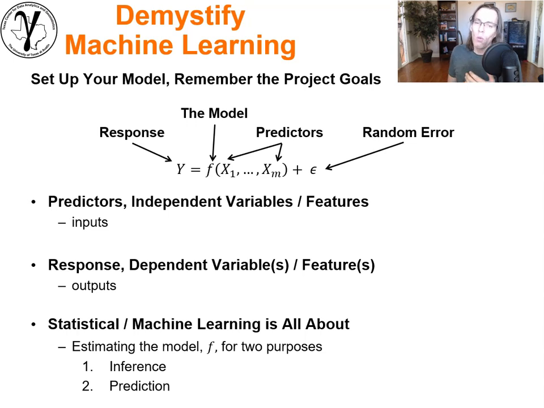Now, also, we need to demystify machine learning as a community. Remember, when we are doing machine learning, we're setting up a mathematical model. The model has predictors or independent variables or features, those are inputs. It has response or dependent variables, which are outputs. And everything we do in machine learning is all about estimating this model for 2 purposes: inference and prediction. Learning about the system, or getting the very best forecast of the next possible result. That's what everything is about here.